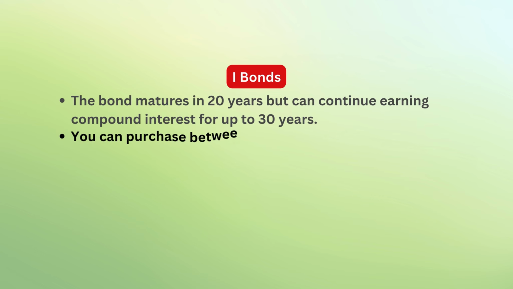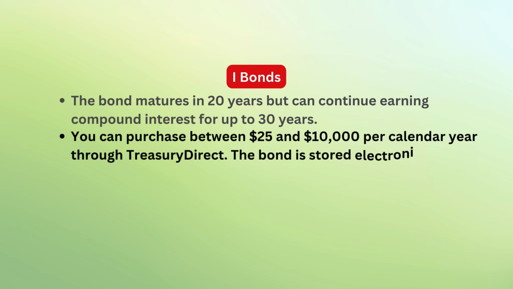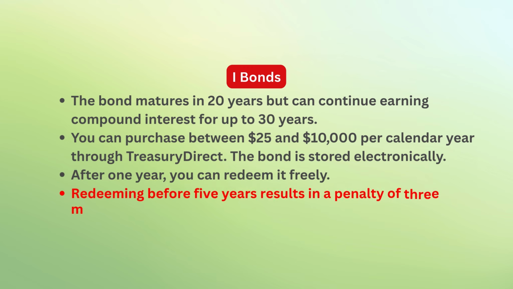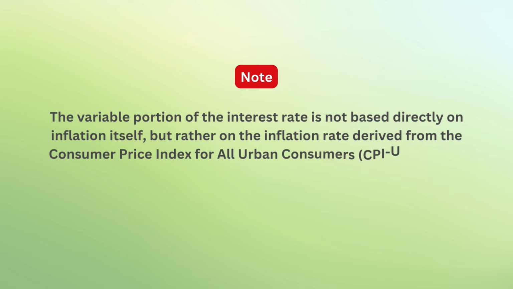You can purchase between $25 and $10,000 per calendar year through TreasuryDirect. The bond is stored electronically. After 1 year, you can redeem freely. However, like EE bonds, redeeming before 5 years results in penalty of 3 months interest. Note: the variable portion of the interest rate is not based directly on inflation itself, but rather on the inflation rate derived from the Consumer Price Index for all urban consumers (CPIU), which is adjusted every 6 months.